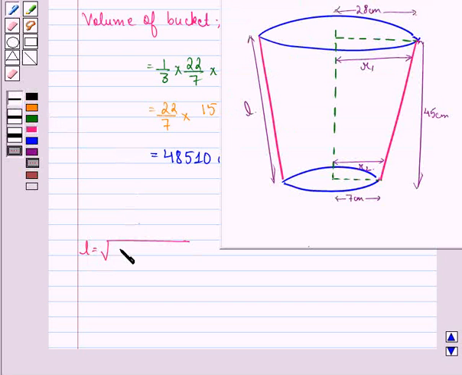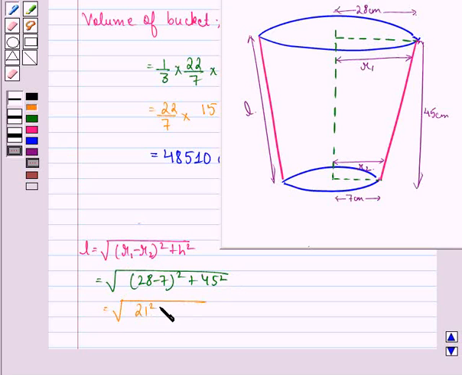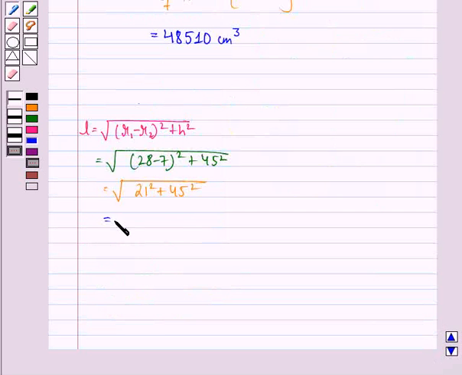Now, slant height, that is L, of this frustum is given by square root of R1 minus R2 the whole square plus H square. This is equal to square root of 28 minus 7 the whole square plus 45 square. This is equal to square root of 21 square plus 45 square, which is equal to square root of 441 plus 2025, that is equal to 49.66.